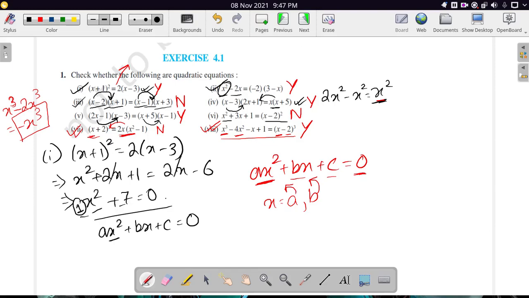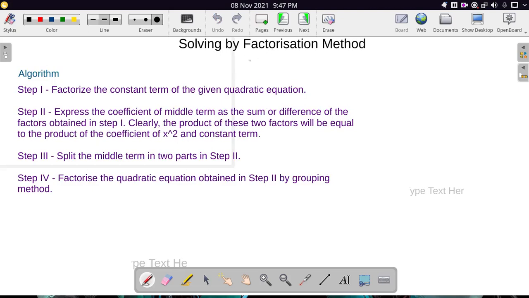So there are many ways of solving linear quadratic equations. Number one is solving by the factorization method. Let us look at the algorithm first. Just read these things. Step 1: factorize the constant term of the given quadratic equation.